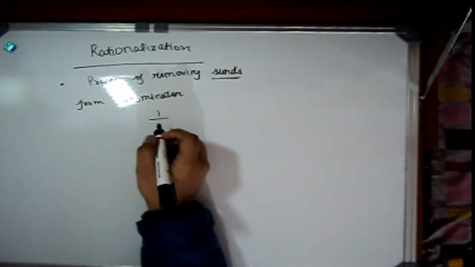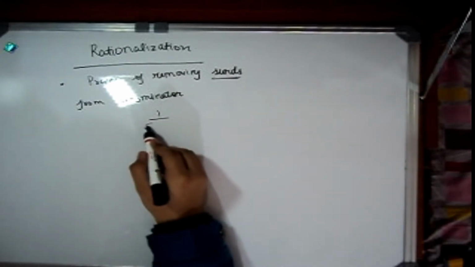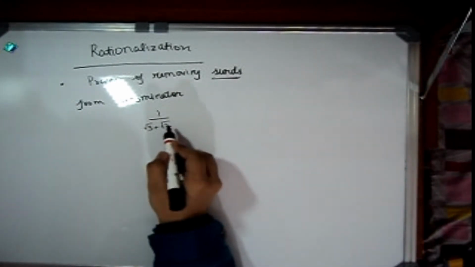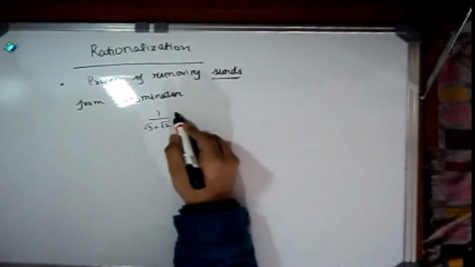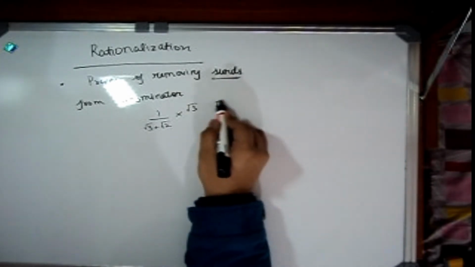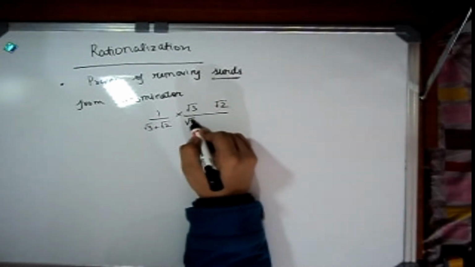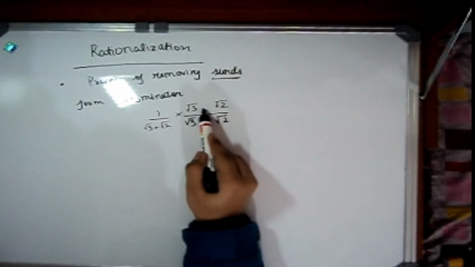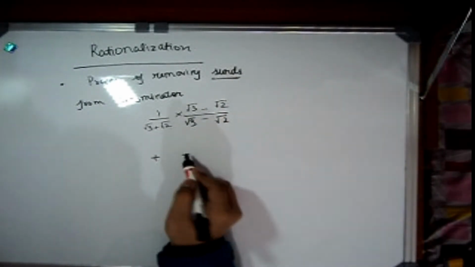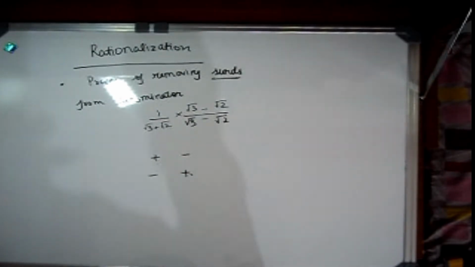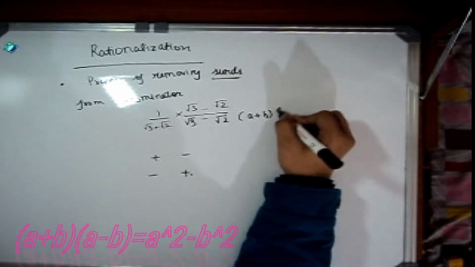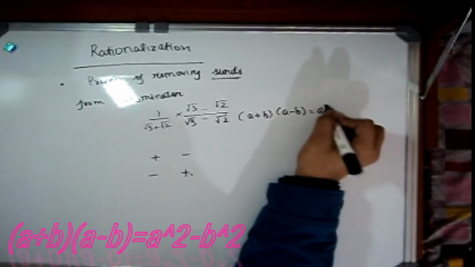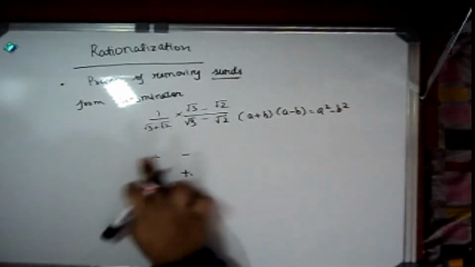In case 2, suppose there is a plus or minus sign in the denominator, for example 1 by root 3 plus root 2. To rationalize this number, we will do the same thing. We will multiply the numerator and denominator by the opposite sign. The opposite of plus is minus and the opposite of minus is plus. Here we will use the identity (a plus b) into (a minus b) is equal to a square minus b square.